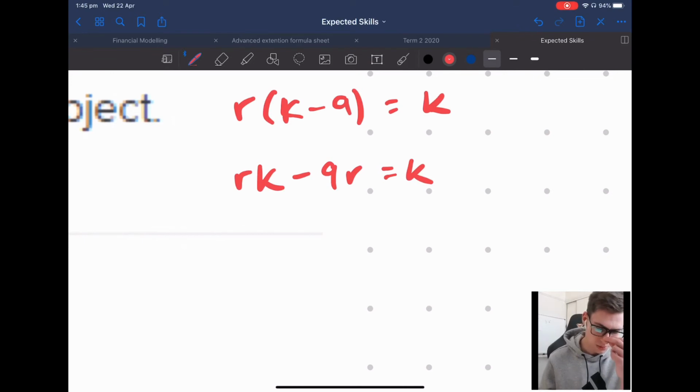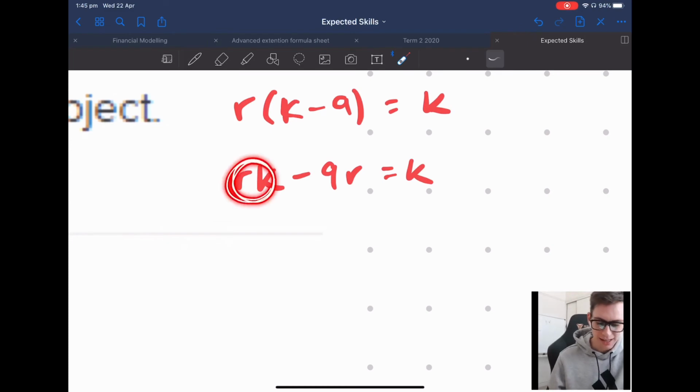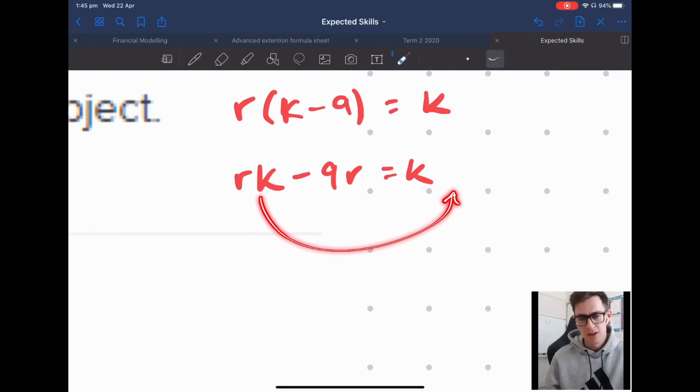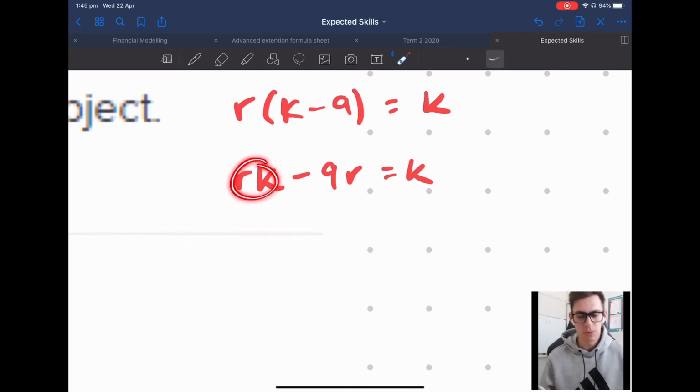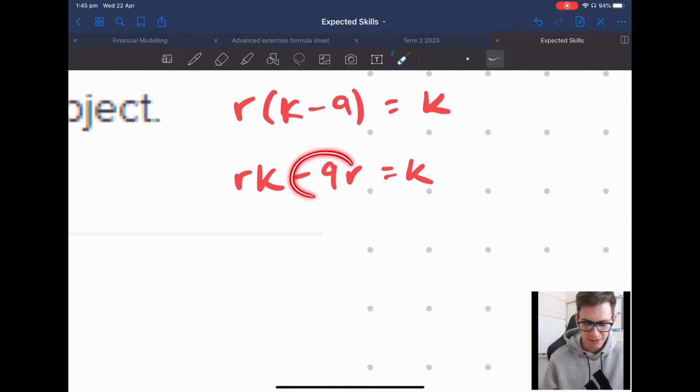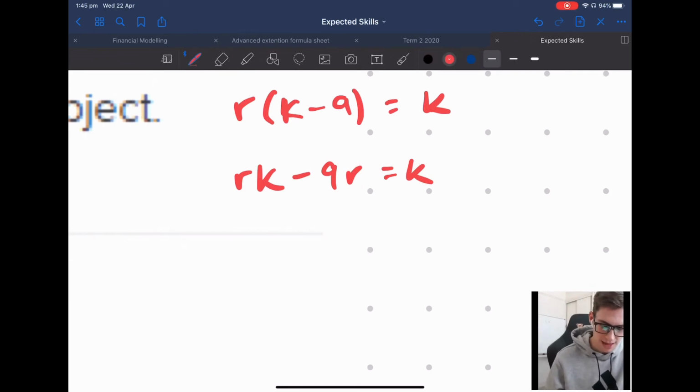And then I'm going to say, okay, well, I kind of want to get the K's onto the same side. So how do I get this RK, notice it's all positive, to the other side? Well, when it's just a thing that's positive, we're just going to take it away to get it on the other side. If I want to get rid of a negative, I would plus it onto the other side. But because I'm just getting rid of a thing, I'm going to subtract it from the other side.